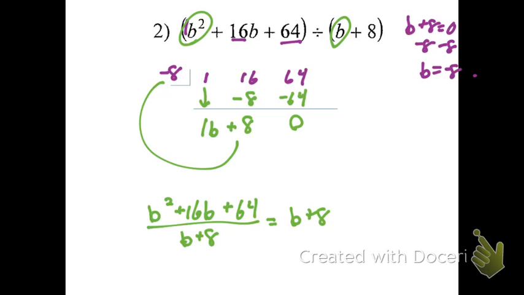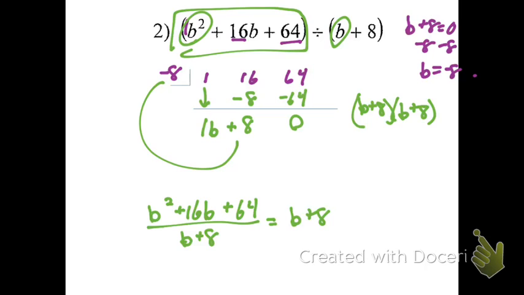If I took this right here, and I factored it, it's the same thing as b plus 8 and b plus 8. So hopefully that makes sense. Just like if I said 12 divided by 4 is equal to 3, and 12 is equal to 3 times 4. Hopefully that makes sense.